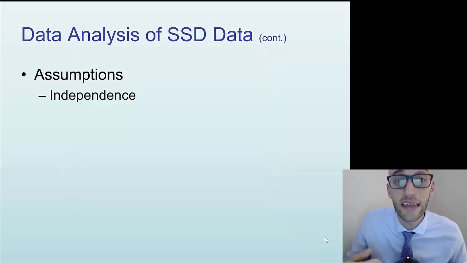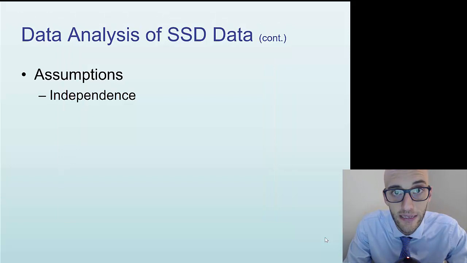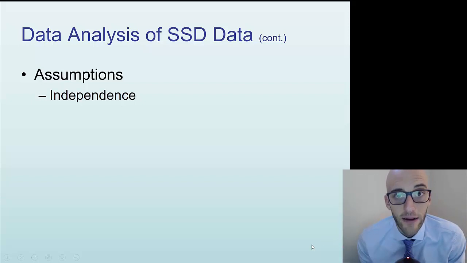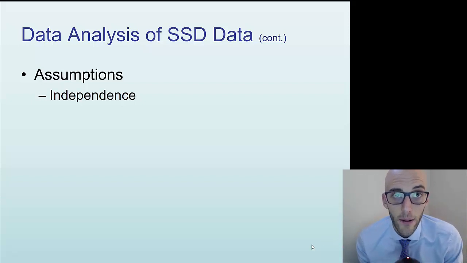So another one of the assumptions is independence. And independence means that one data point isn't impacted by another data point. What if we didn't have independence of observations? You could think back to the cocaine example. What if one person's use was dependent on another person's use?